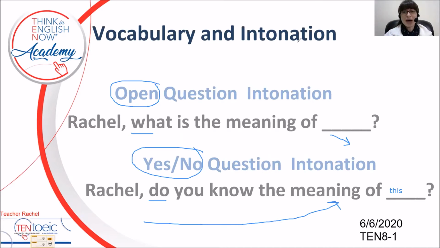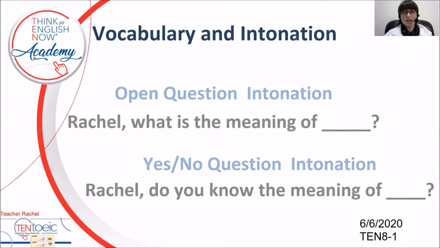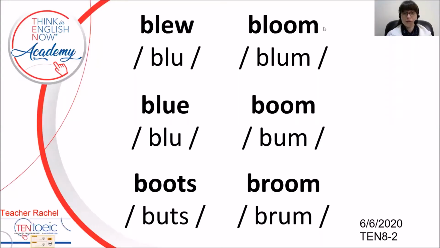All right, now that we have our questions and our intonation, we'll use these questions to find out the definitions on our next few pages. So our first word, blew. This is the past tense of the word blow. For example, I blow a bubble. If you chew gum, I blow a bubble. Yesterday, I blew a bubble, the past tense.